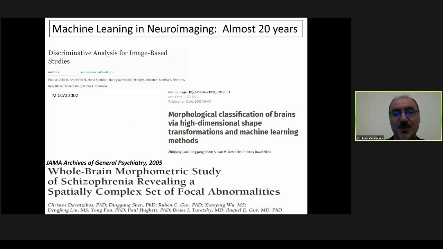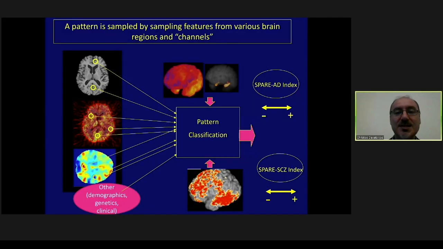So machine learning has been with us in neuroimaging for almost 20 years, and I was kind of lucky to be one of the first people who started to play with these tools back in 2002, doing mundane things at the time, looking at differences between men and women. Later on in 2005, we did something more meaningful, tried to find an imaging signature of schizophrenia. And since then, of course, there have been hundreds of publications that have looked at different methods and different applications.